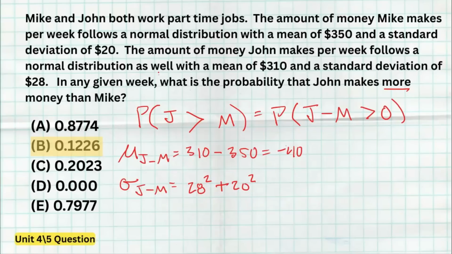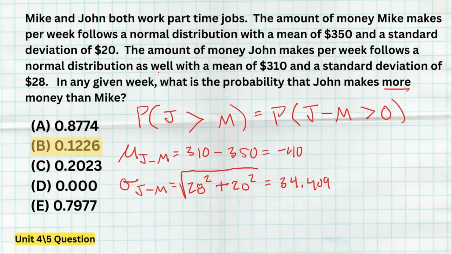So we're going to do 28 squared plus 20 squared. That's the total variance. Then we need a giant square root around all of that to get it back to a standard deviation. So the total standard deviation for the difference of John minus Mike is 34.409.